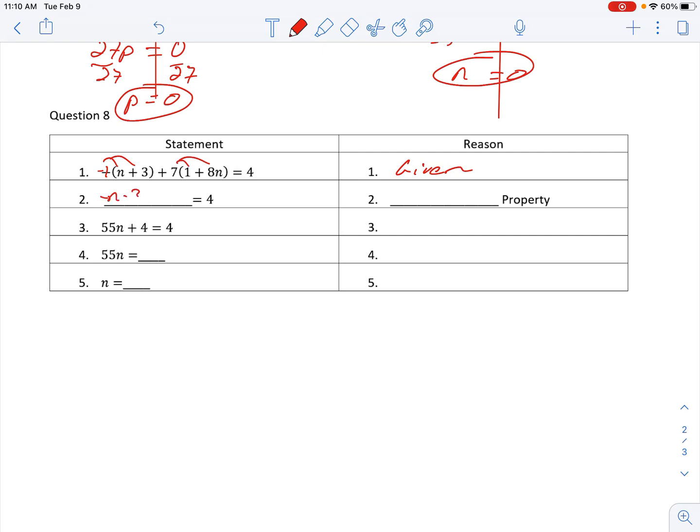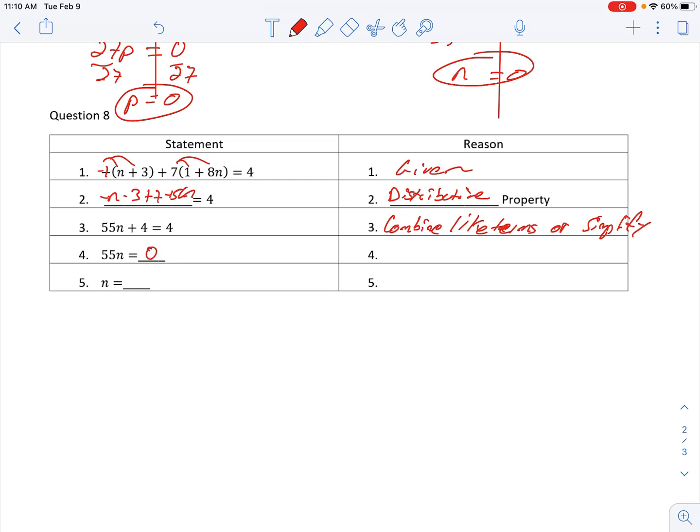So there is where I got negative n minus 3 and 7 plus 56n. And that was my distributive property that I had used. Then I showed you here they combined together to give you 55n plus 4. And I did combine like terms for that. Or we can also just say simplify.